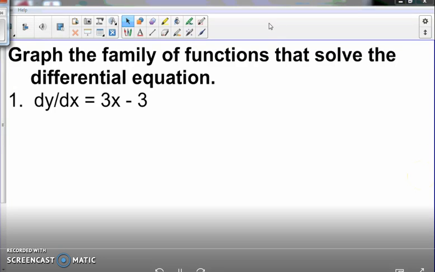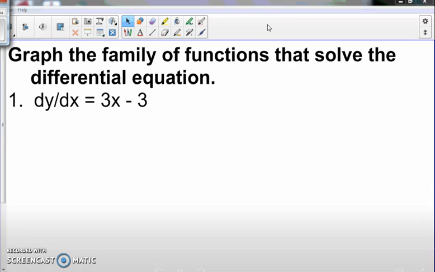Alright, so this is the second video for section 6.1 in AP Calculus, and today we're going to start talking about slope fields, what they are, how you make them, that sort of thing.